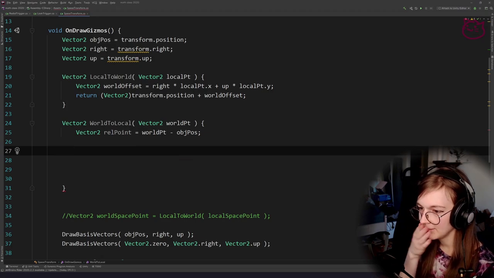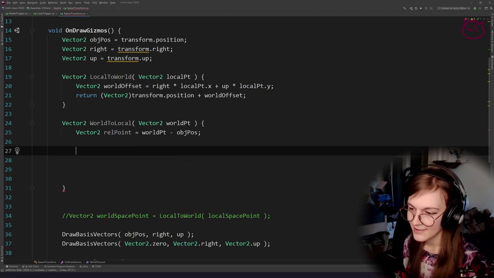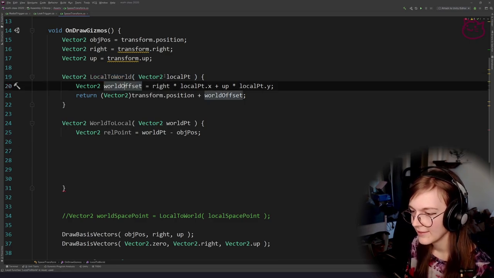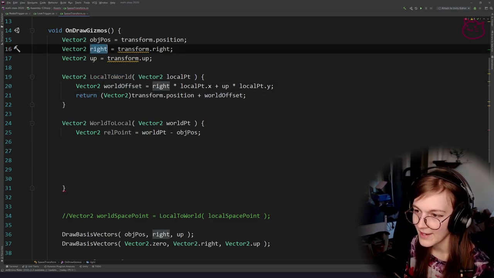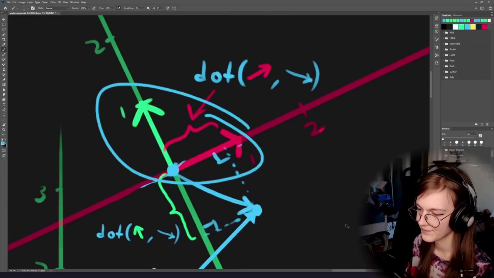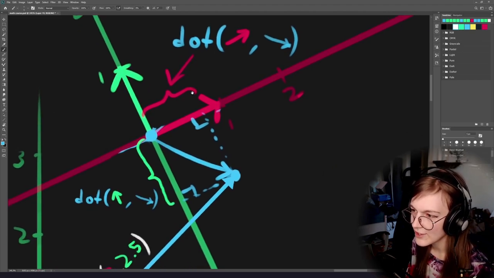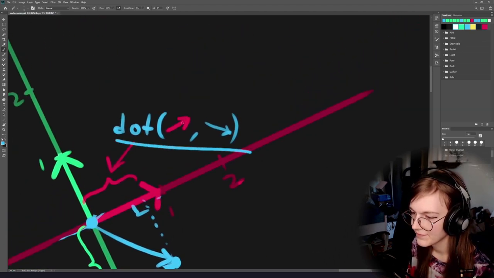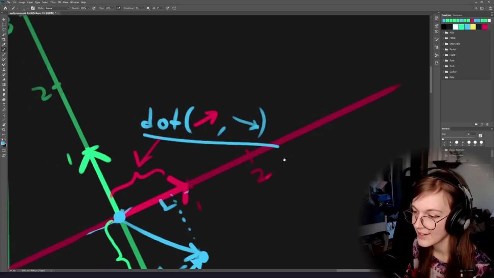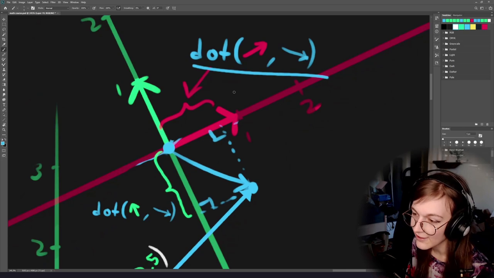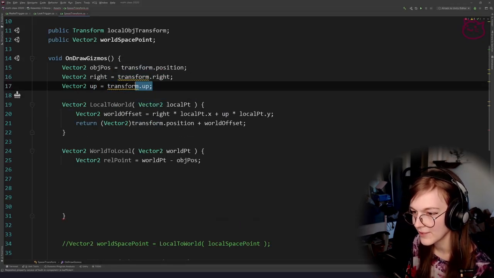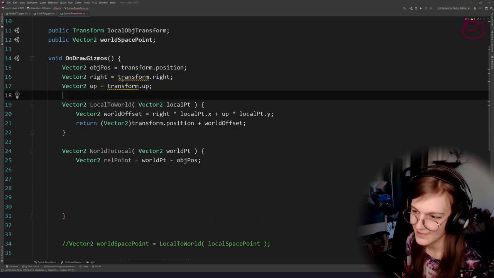Okay. And then we need to project this onto the basis vectors of this transform. So we have the right axis and the up axis, and they are right here. Then we do the dot product between the x-axis basis vector and this world space relative vector. And again, these basis vectors are in world space. Whenever you do transform.right, transform.up, these are in world space.